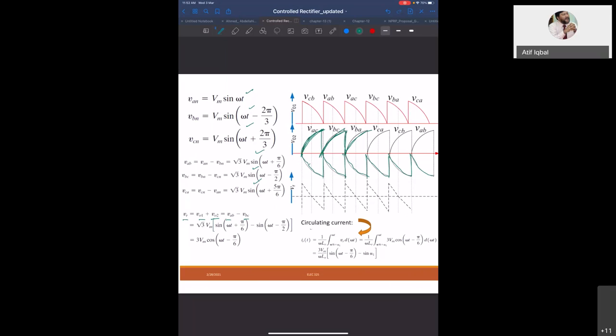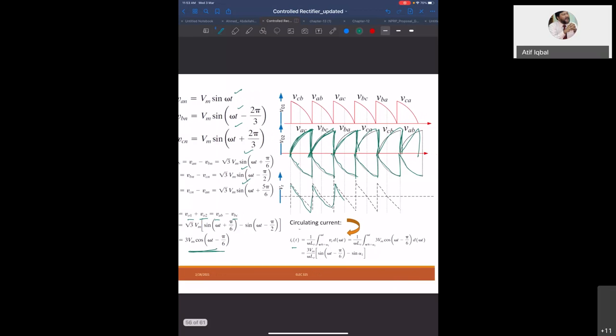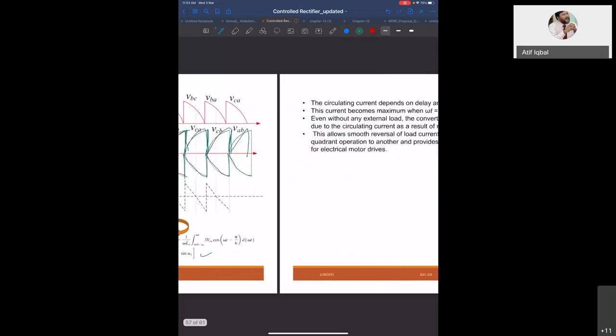So this is the voltage V naught 2. And when you add these two, you get this as the voltage across the reactor, and this is the current through the reactor. Just divided by omega L, that gives you the current through the reactor. So this is the equation for the circulating current.